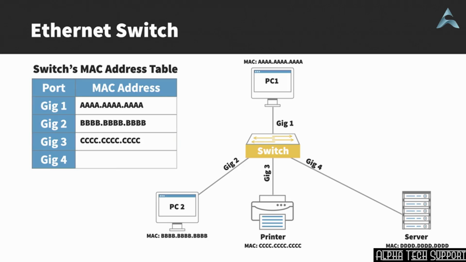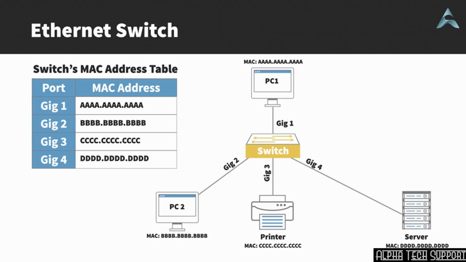When the server responds with the all D's MAC address, the switch learns that the all D's MAC address lives off of interface gig 4. It makes a note of that, and it knows where the all B's MAC address lives. It's off gig 2, so we don't flood the traffic. We send the traffic directly to PC2.